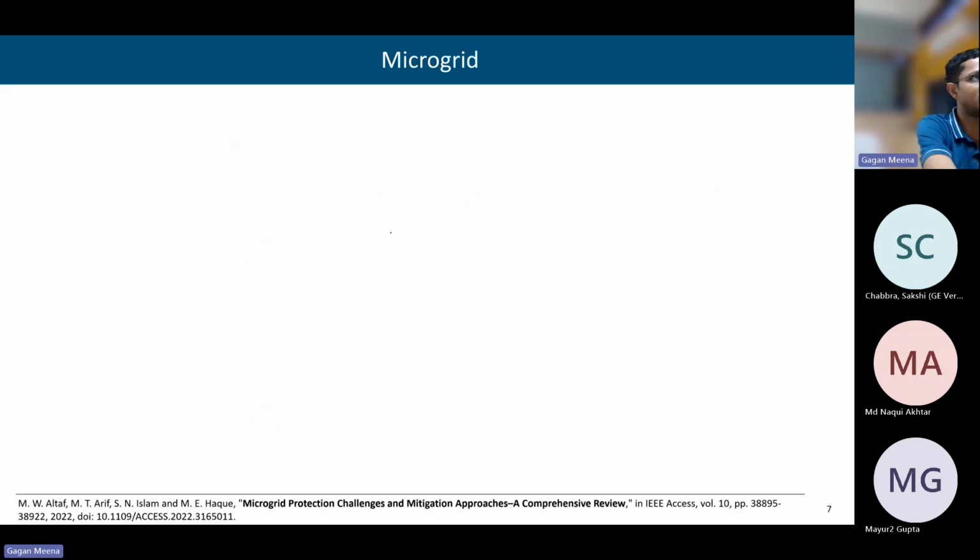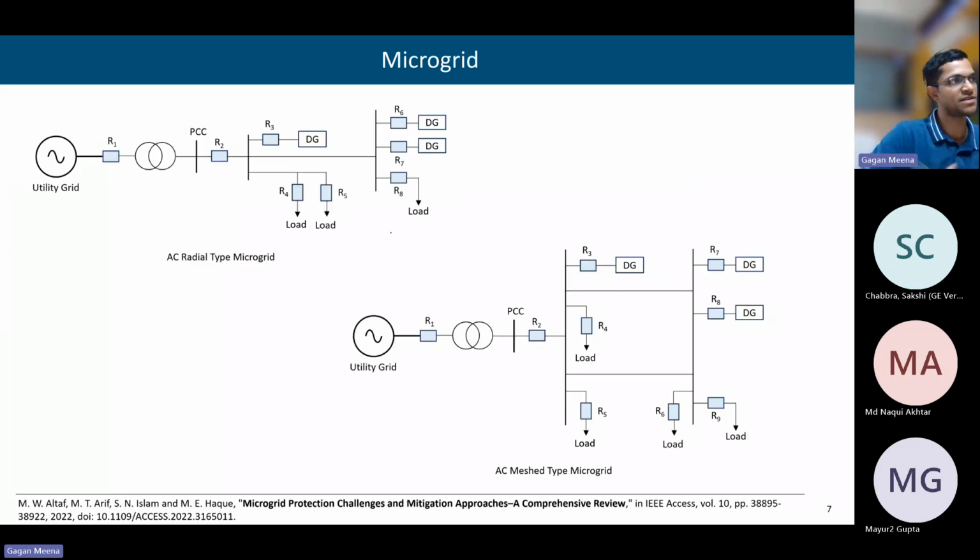Okay, we'll move to the next part. This is another type of microgrid classification. One is the AC radial type microgrid, and most of the distribution system which we have presently is radial. Although there are a few meshes to increase reliability, the operation is in radial mode. This is radial, and this is an AC meshed type microgrid.